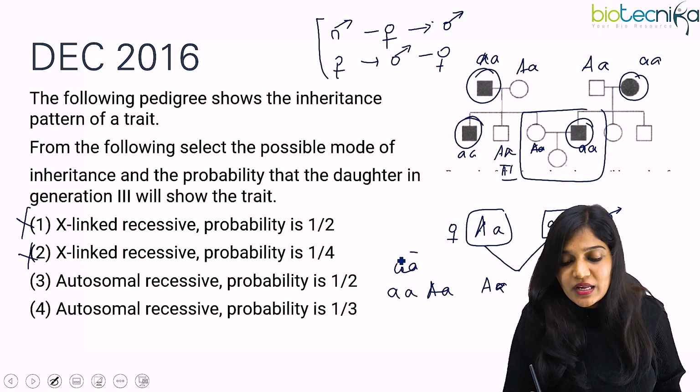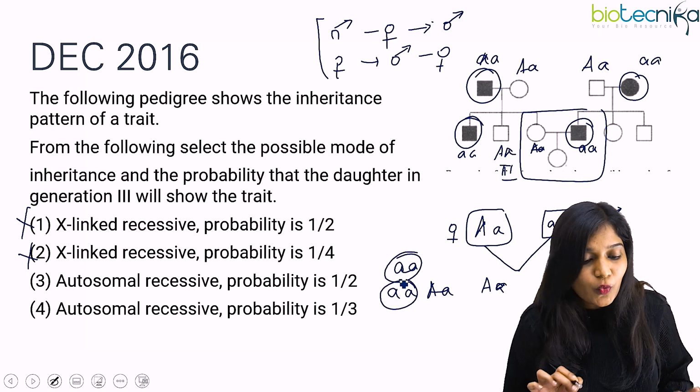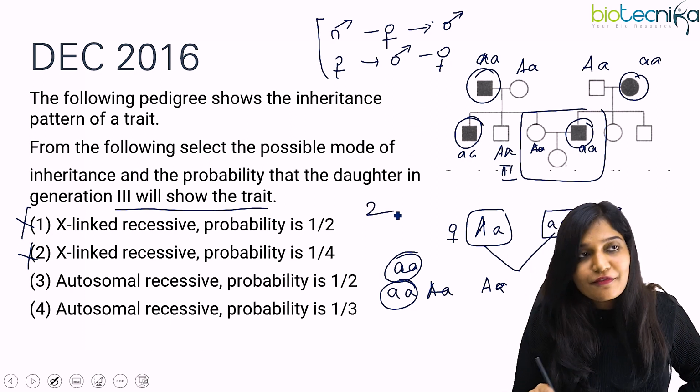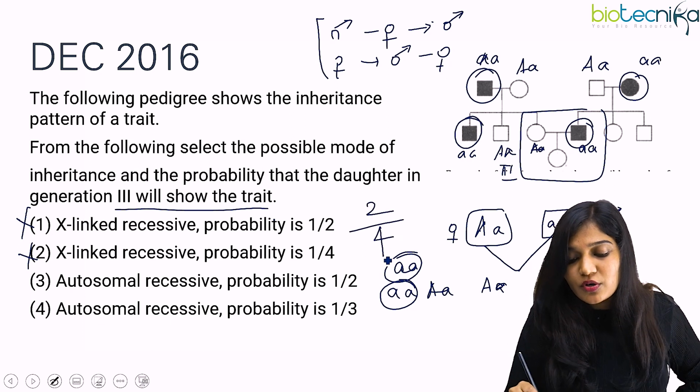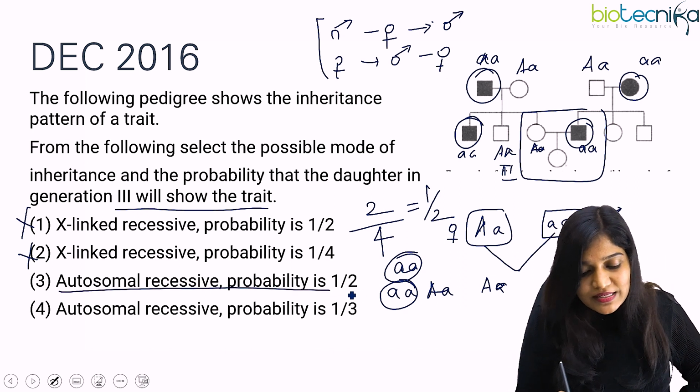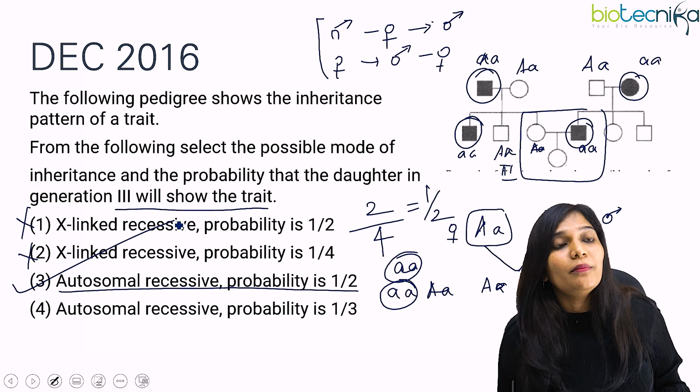Out of 4 individuals, 2 individuals are affected. The question is the third generation will show this trait. So 2 are affected and the total offspring is 4. So it is going to be 1 by 2. So what is going to be the answer? Very simple, autosomal recessive. Probability is 1 by 2.